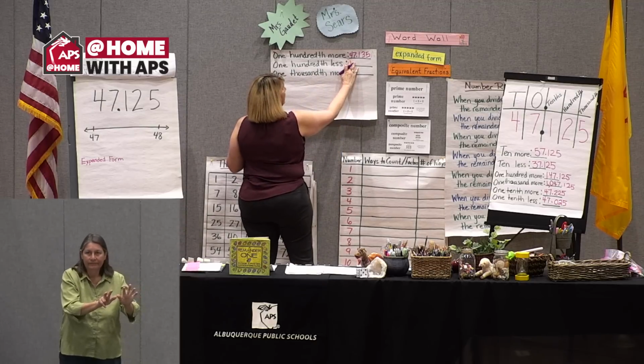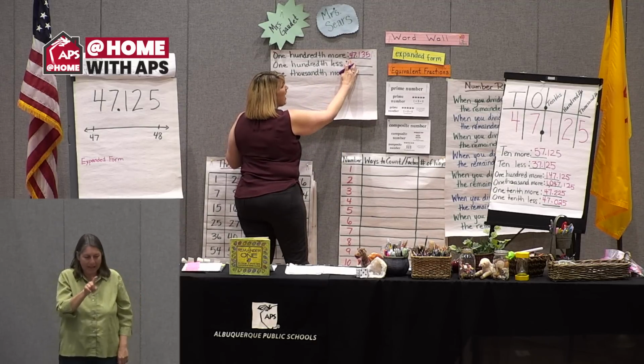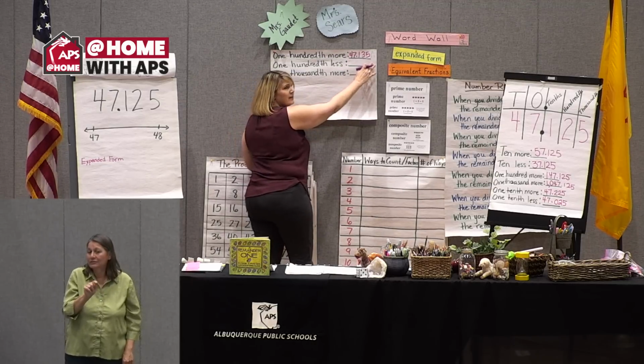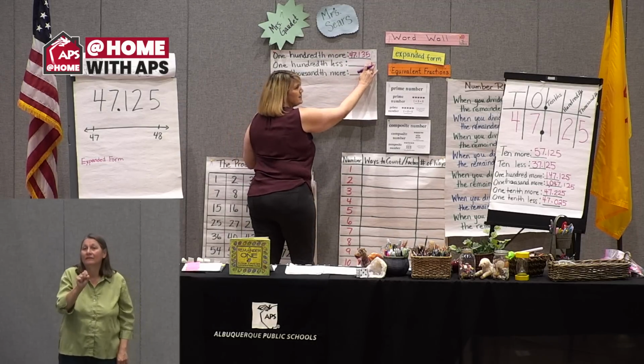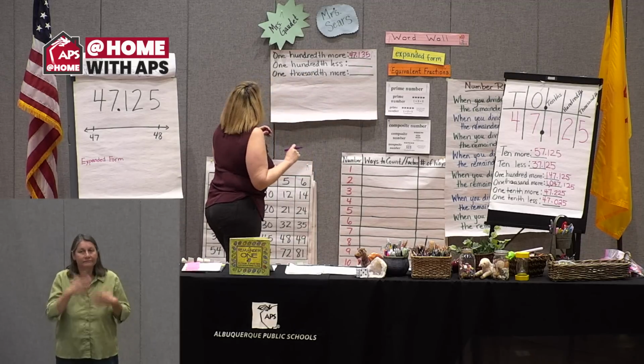Let's see if I can say it. 47 and 135 thousandths. Notice that I'm putting the accent on the very last one that I'm saying to tell me what that numerosity is there.